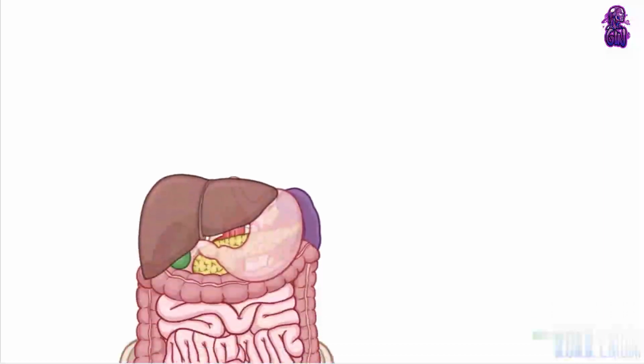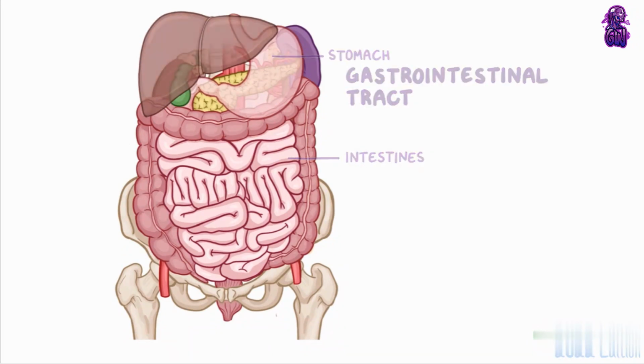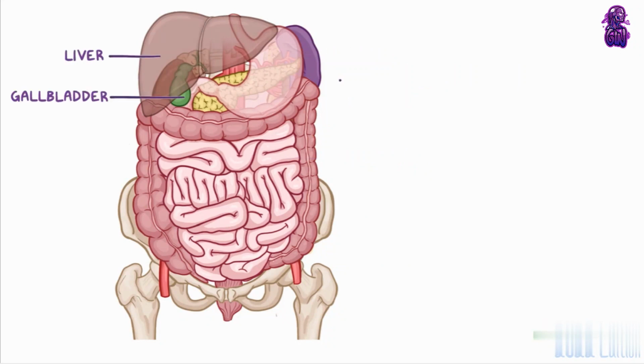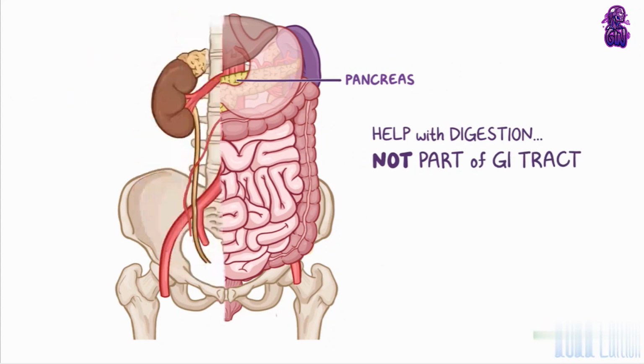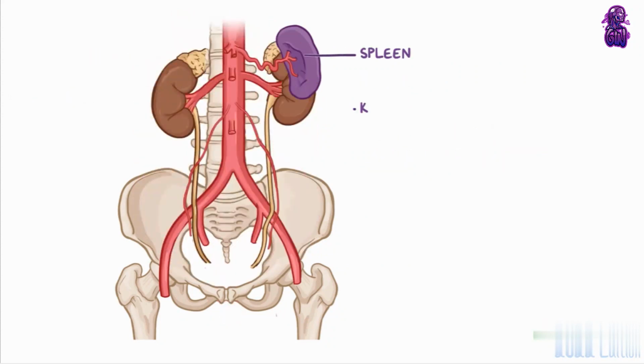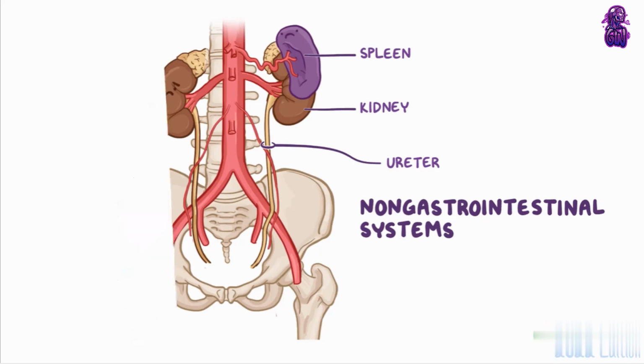The abdominal cavity is home to plenty of organs. Some of them, like the stomach and intestines, are part of the gastrointestinal tract. Other organs, like the liver, gallbladder, and pancreas, help with digestion, even though they're not part of the GI tract itself. And then there are also organs like the spleen, kidneys, and ureters, which are part of other important non-gastrointestinal systems. So let's take a look at the injuries and diseases that can affect these abdominal organs.